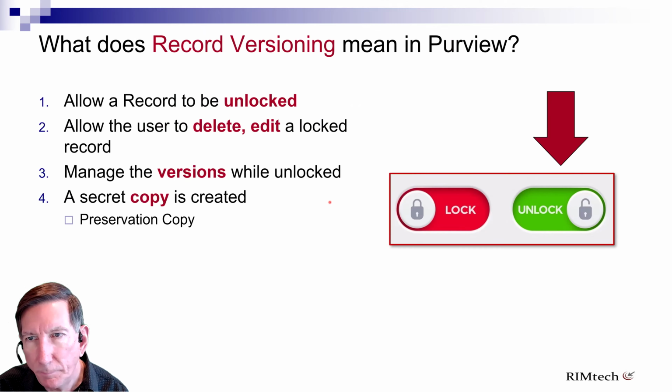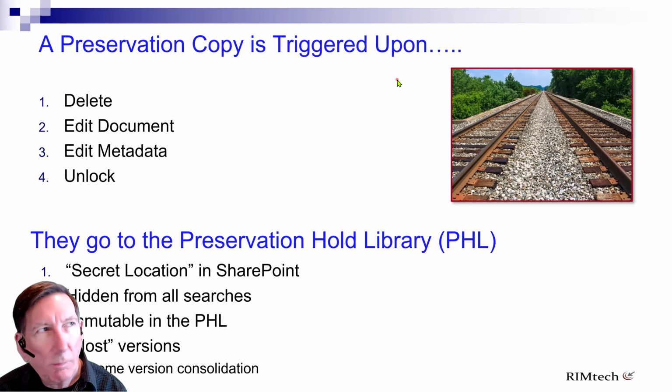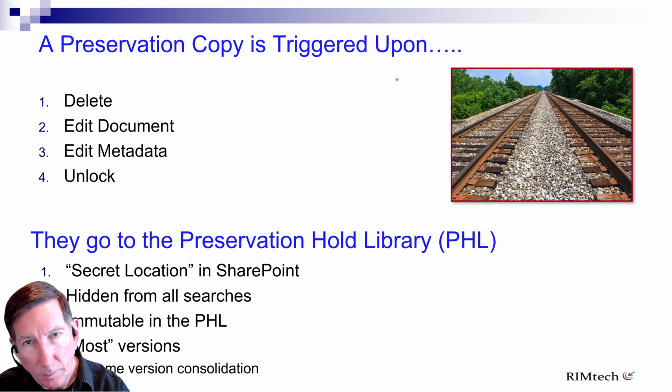Now, remember I said that every time you permit a user to delete a locked record, a secret copy is made. That secret copy is called a preservation copy. I abbreviate it to PC every now and then. So if any user attempts to delete it, edit the metadata, or unlock it, those four actions, then a preservation copy is triggered.